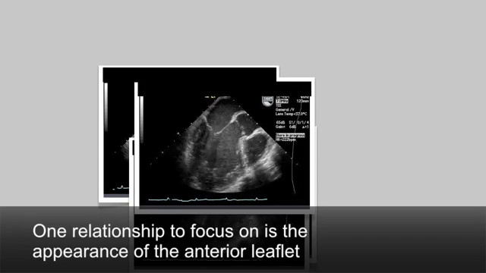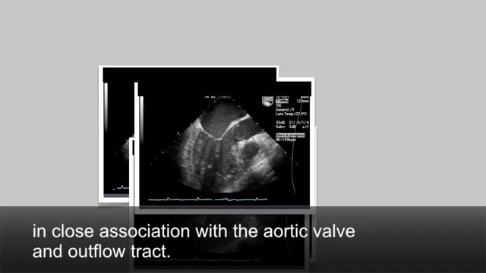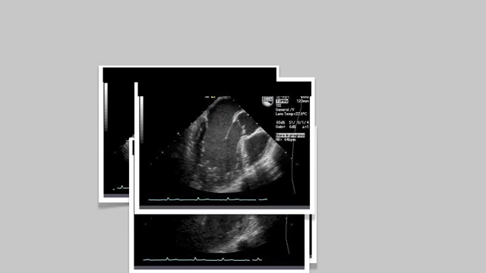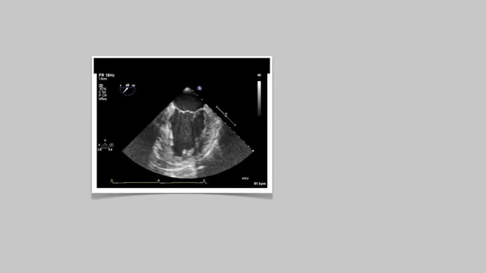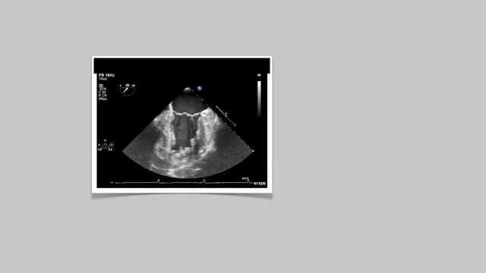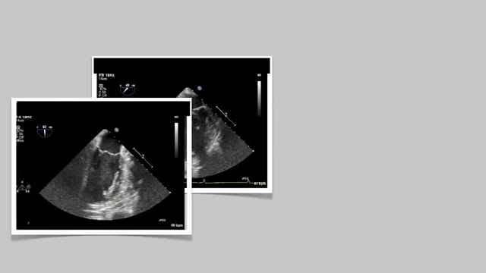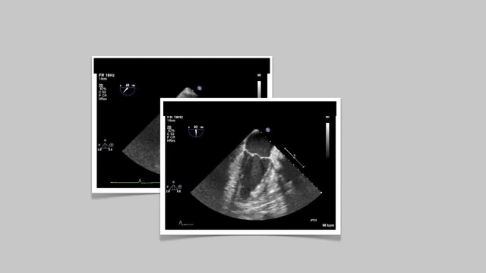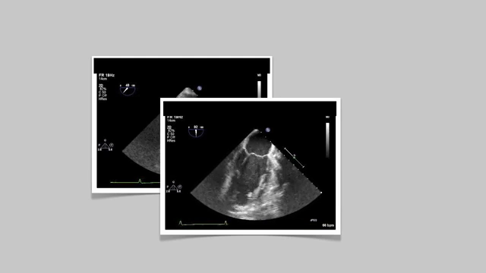One relationship to focus on is the appearance of the anterior leaflet in close association with the aortic valve and outflow tract. In this slide, we first see the commissural view, which has the anterior leaflet in the middle, wrapped by the posterior leaflet at the edges of the screen. In the second image, we see a 2-chamber view. Both demonstrate an even plane of coaptation and good leaflet mobility.